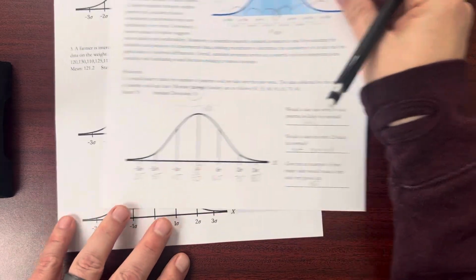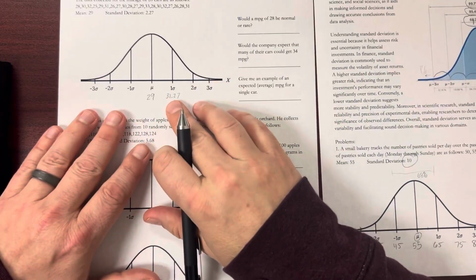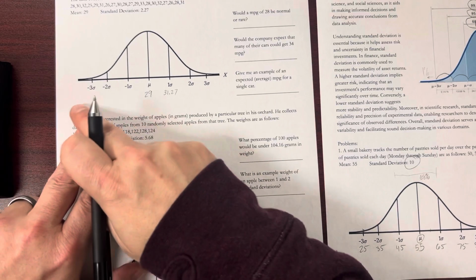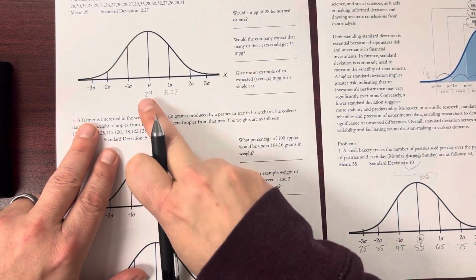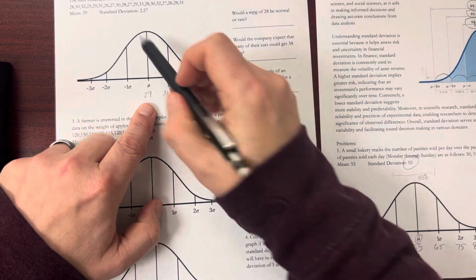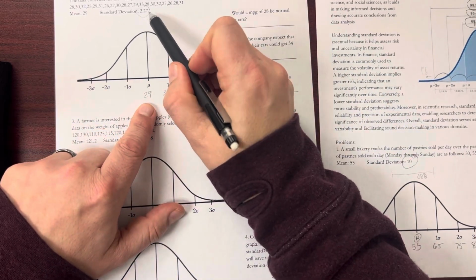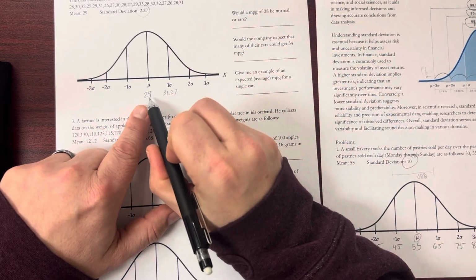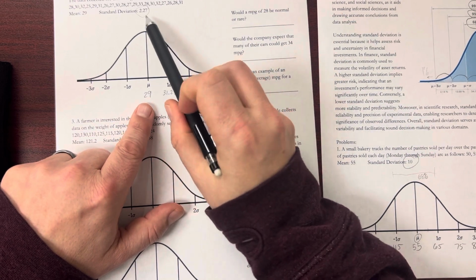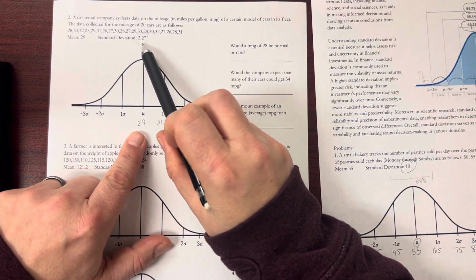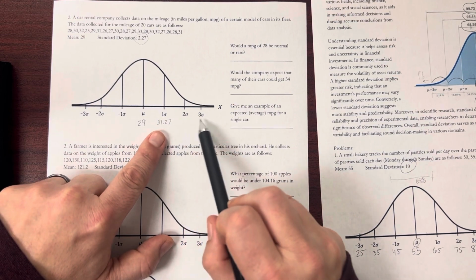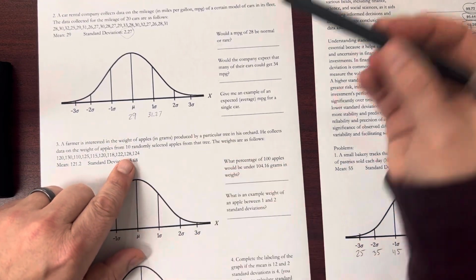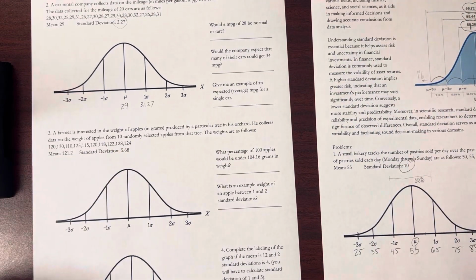Now you're going to do the same thing with all the rest of these. You want to mark all of these graphs. So my mean is 29. My standard deviation was 2.27. So all I did was take 29 plus 2.27, and that gave me 31.27. Write out the rest of the standard deviations and then answer the questions. All right? Let me know if you have any questions, and thank you very much.